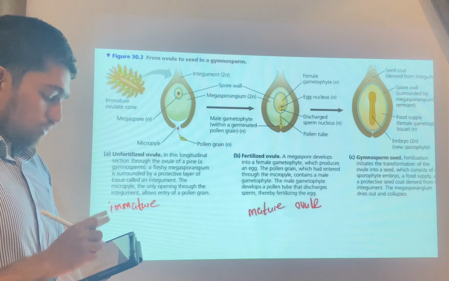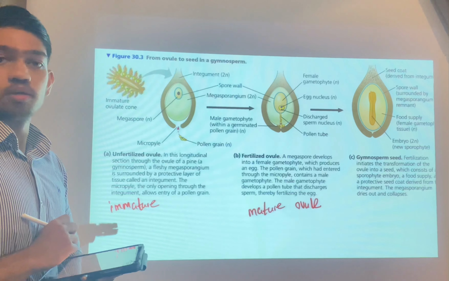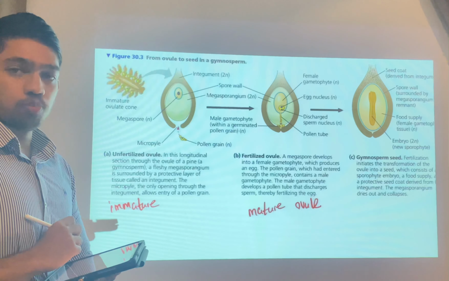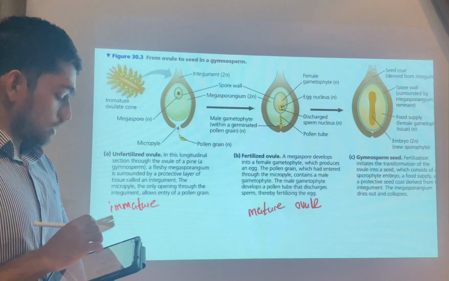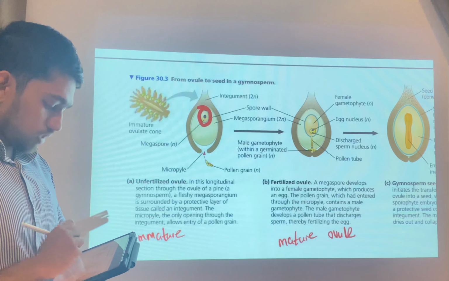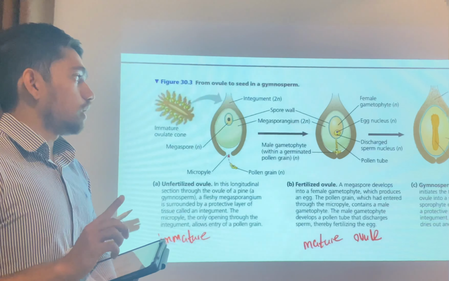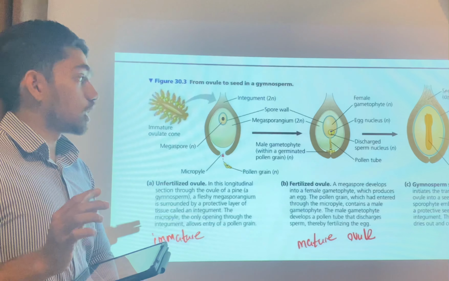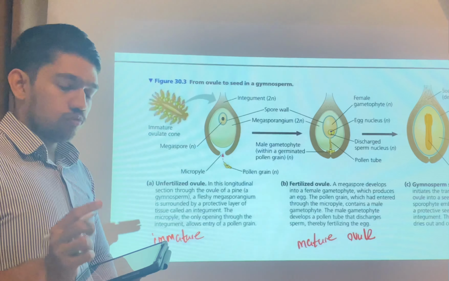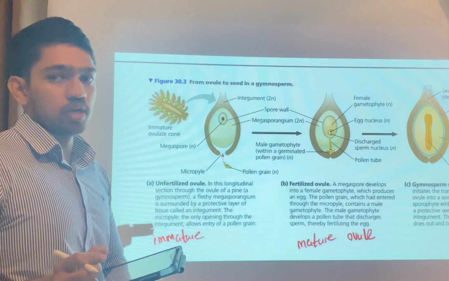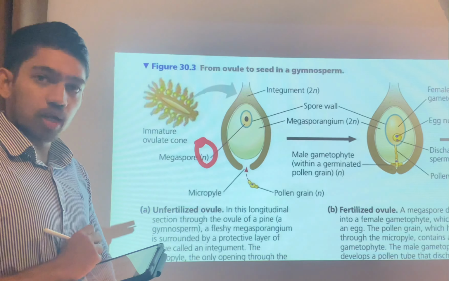And it consists of the megasporangium tissue, right? The megasporangium is the reproductive structure of the sporophyte that gives rise to a megaspore, right? You can see here, the megaspore. One of the cells of the megasporangial tissue will differentiate into a megaspore mother cell, and that megaspore mother cell undergoes which cell division? Meiotic cell division. That's how we get a haploid megaspore, right?